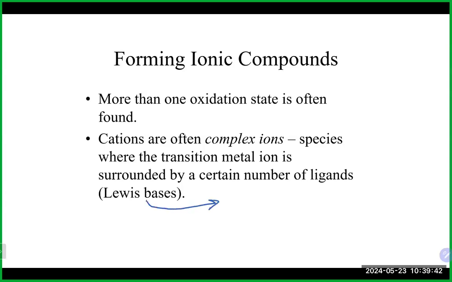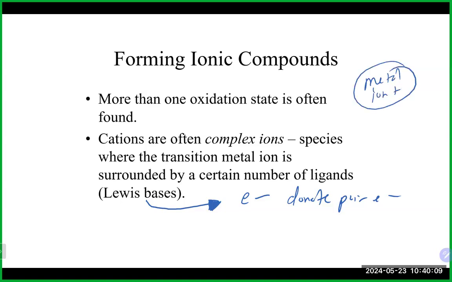And Lewis bases are things that do what? Lewis means like electrons, yeah. And they actually will donate a pair of electrons. So a Lewis base is something that will donate a pair of electrons. We talked about it, I think, with the acid base chapter there. And that makes sense because if you think about your metal ion, which is a transition metal, it has a positive charge, which means it's electron deficient, which means it's actually a good Lewis acid.